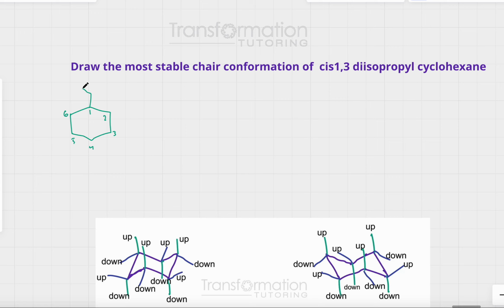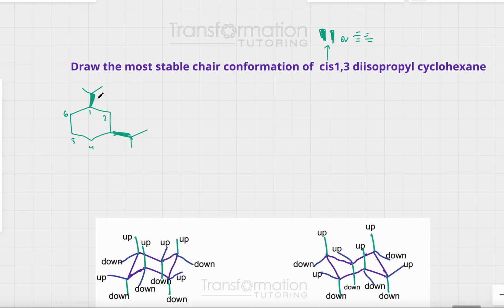This is what an isopropyl group looks like. 1 and 3. Next, here it says cis. What does it mean when it says cis? So the way we will draw a cis compound, that means both groups are in the same plane. So either you will draw both of them on a wedge, or you will draw both of them on a dash. For example, let's say that I will draw both of them on a wedge. You could do either way, it does not matter. This is my cis-1,3 diisopropyl cyclohexane.